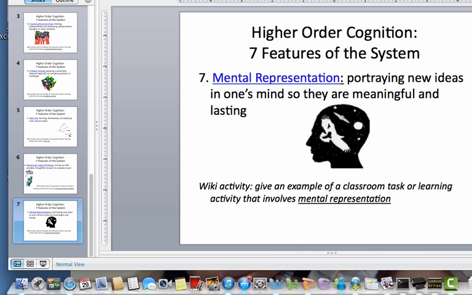I hope everyone enjoys and has fun with this task. It's intended to allow us to learn from each other as we're thinking about higher order cognition and the ways it operates in the classroom. And I'll see you soon.